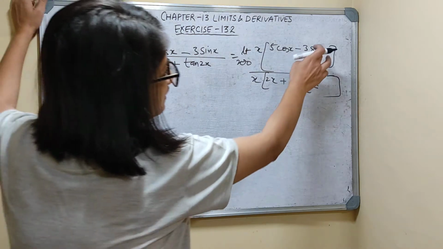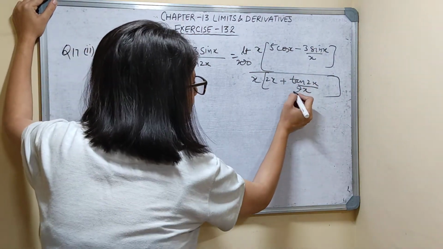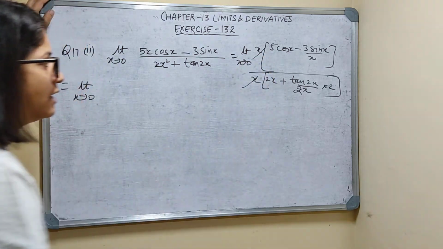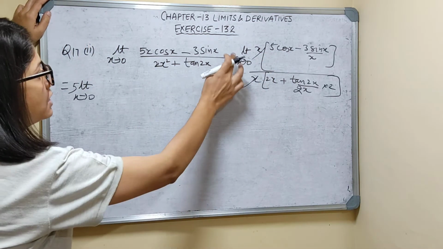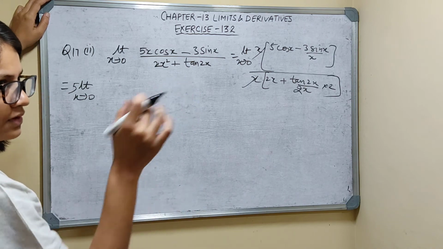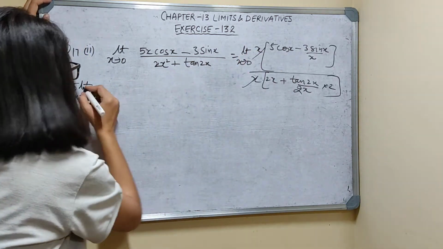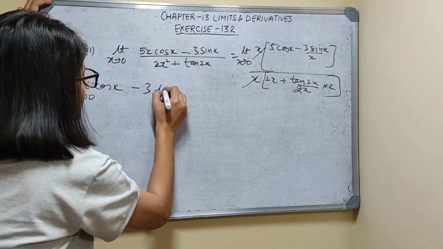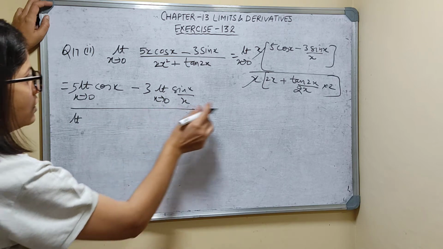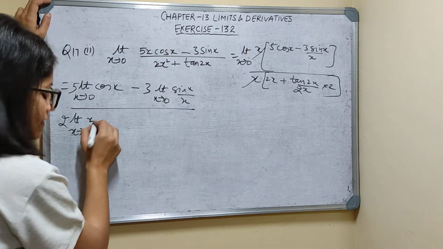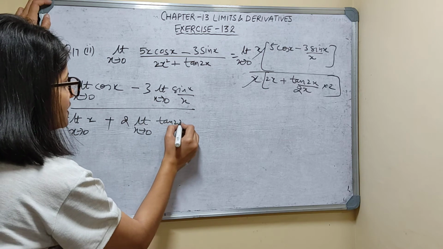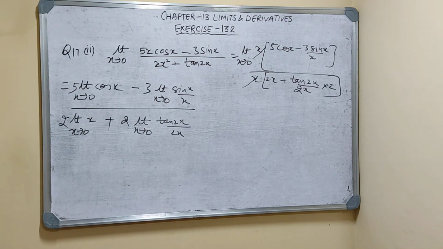Here you can say it is sin x by x only, no problem. Tan 2x I have to make also 2x, so multiply and divide with 2. So here the limit as x tends to 0, x cancels, 5 cos x. So 5 will come out of the limit, since the limit of f(x) minus g(x) is the limit of f(x) minus the limit of g(x). 5 times the limit of cos x, minus 3 times the limit of sin x by x, upon a separate limit I can write 2 into the limit of x, plus 2 times the limit of tan 2x by 2x. The limit of cos x, cos 0 is what? 1.